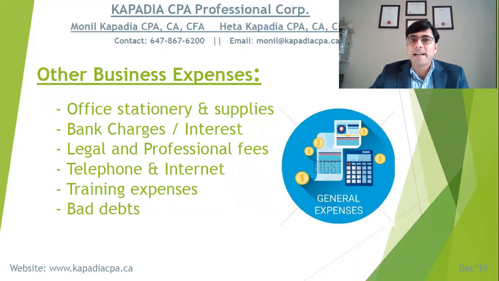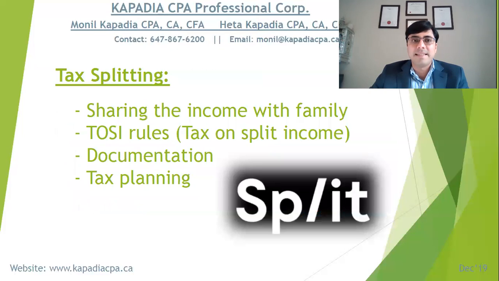Below shows certain miscellaneous expenses that you can claim: office stationery and supplies, bank charges, if you're taking line of credit or bank loan, interest on that, legal and professional fees. So if you're paying an accountant to file your tax return, that can also be expensed out. Business telephone, internet, any kind of business training expenses or bad debts can also be written off against your business income.